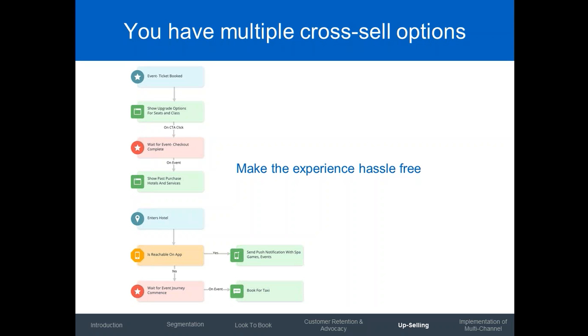shows a flow chart of how effectively you can use the cross-sell option. Once the ticket is booked, you can show an upgrade option for the seat in class. On click, wait for the event, checkout is completed. Again, on the event, the past purchase, hotels and services are there. So while identifying the life cycle of the customer's travel journey, identify the key touch points where you would like to cross-sell and upsell. For this set of customers, the chances and the relevance of upsell and cross-sell are much higher.